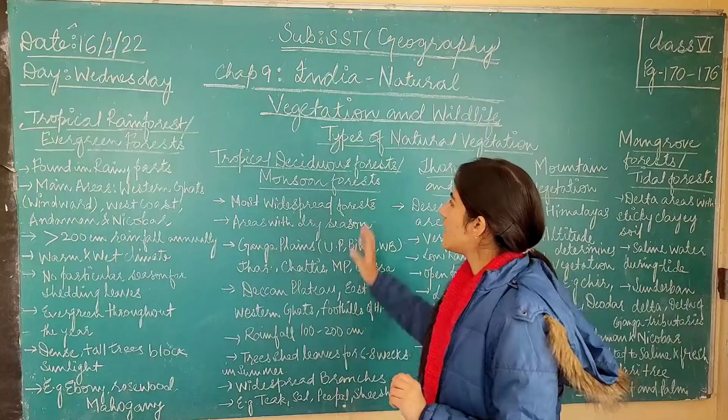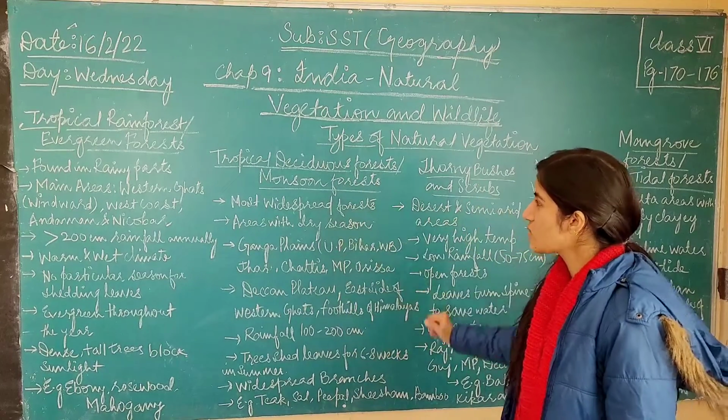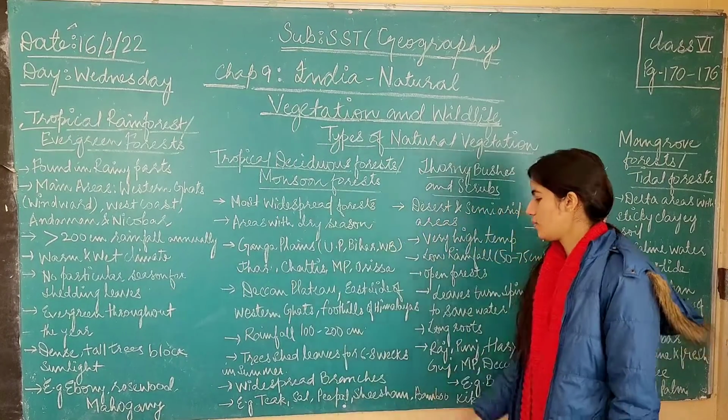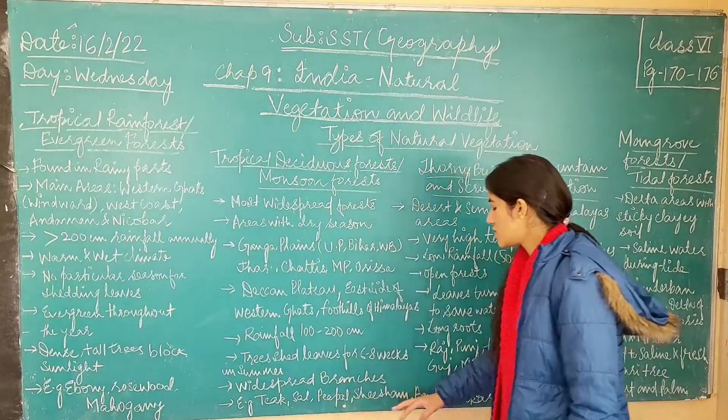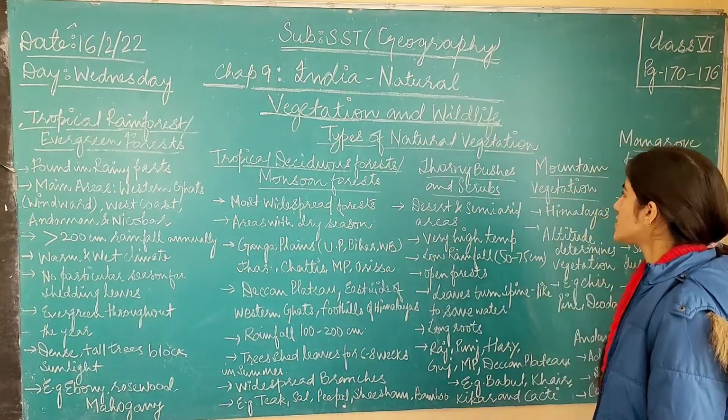So these types of trees are the tropical deciduous forests which have very widespread branches. Some of the important examples of these types of trees are teak, sal, peepal, shisham and bamboo. Teak, sal, peepal, shisham and bamboo are some of the important examples of tropical deciduous forests or monsoon forests.